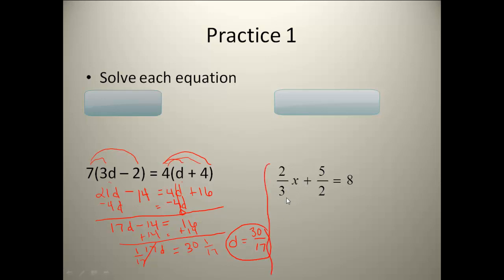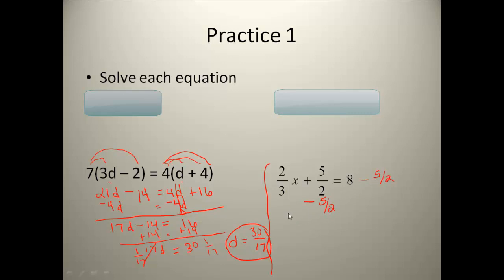Okay, this last one here. We've got some fractions going on, but you still follow the exact same process. I have all my x's on one side, so I don't have to worry about moving them. So now I just need to undo my order of operations. First thing I need to get rid of is plus this 5 halves. I'm going to do that by the inverse, and I'm going to do it by minusing 5 halves.